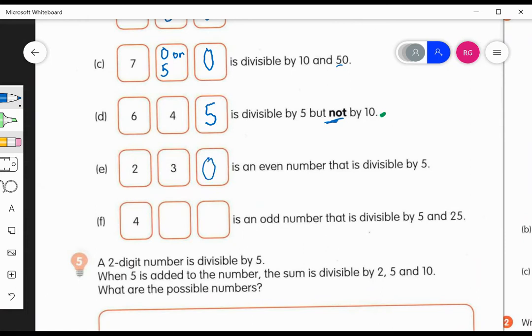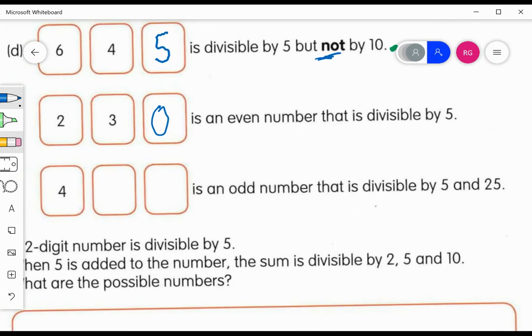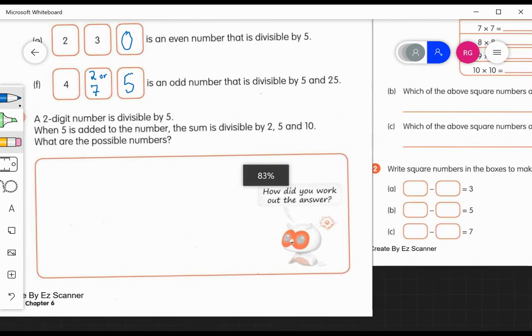Okay, and then the next one, part F, says 4 blank blank is an odd number that is divisible by 5 and 25. Okay, so it must be odd. So I'm going to put a 5 there. And it could be 425, or 475 for that one. Okay, so you can put both of those if you want to.